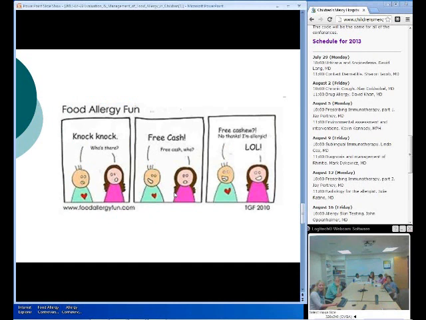Here's a fun allergy comic joke that I found. It says, knock, knock, who's there? Free cash, free cashew. Free cashew? No thanks, I'm allergic.